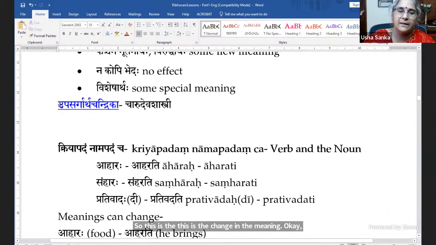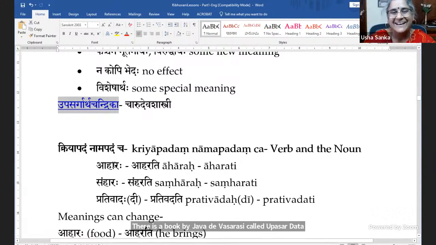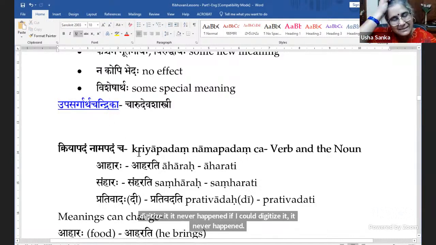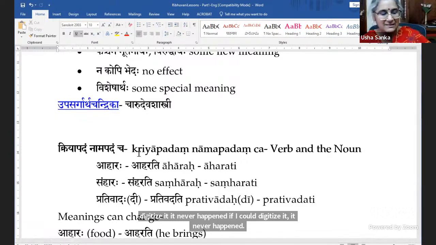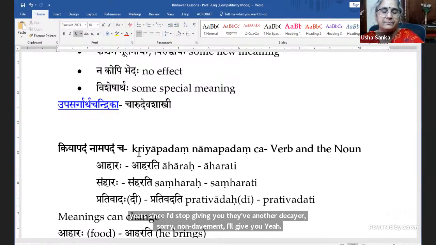There is a book by Charudeva Shastri called Upasargartha Chandrika, a 5-volume book, and it is all in Devanagari. I can't help it. I tried to digitize it, it never happened. If I could digitize it, I could have given you something in IAST, but please learn Devanagari. I again and again insist on that. After maybe 5 lessons, I'll stop giving you non-Devanagari. I'll give you only Devanagari. Okay, so this is it.